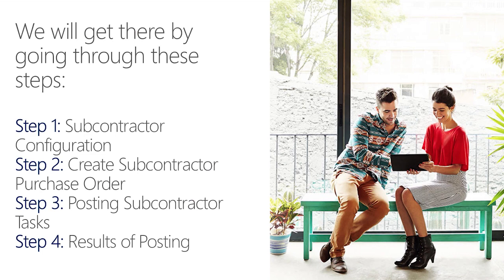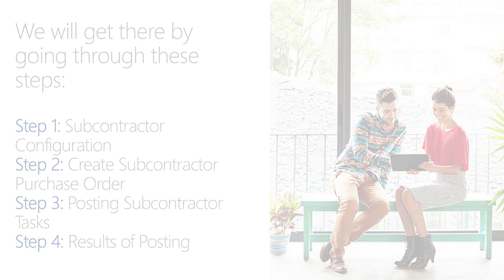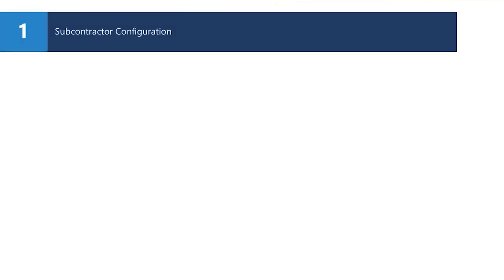To enable this scenario, I need to complete the following steps. First, I will show you how to configure work centers and routings. Then, I will show you how to create purchase orders to your subcontractors. After that, you will see how to post these purchase orders, and finally, I will show you all results of these postings. Let's start.